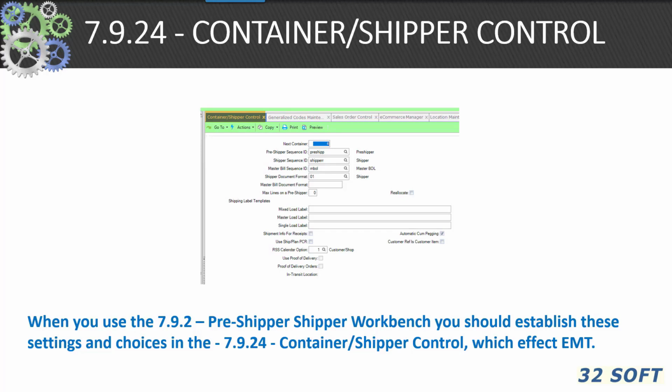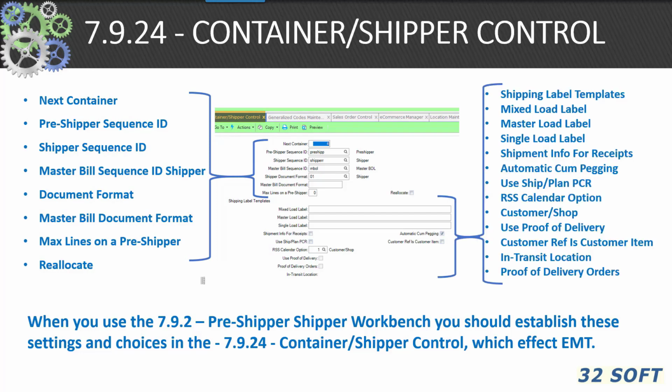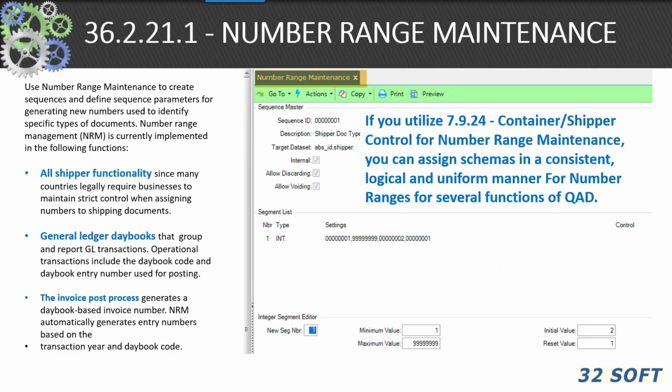When you use 7.9.1.2, etc., you're going to have to set up the 7.9.24 container shipper control. These have to do with the number range management sequence ID, whether you're going to have a max, whether you're going to reallocate, and then there's a whole list of shipping label functionality that you're going to have to look for.